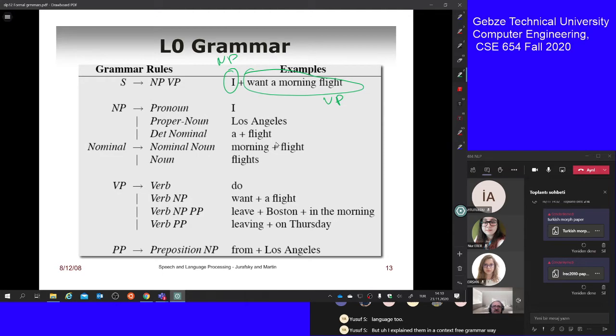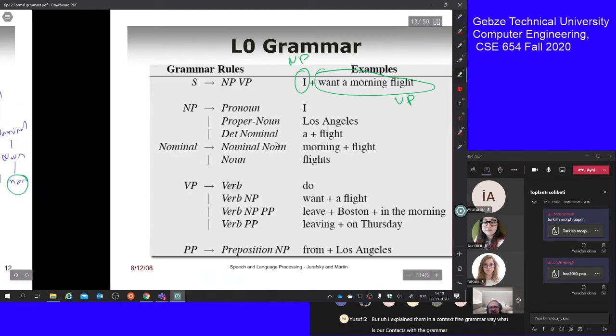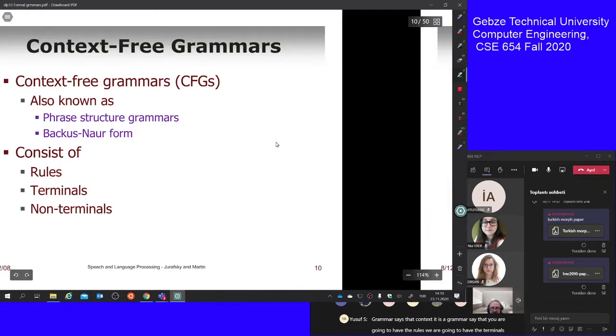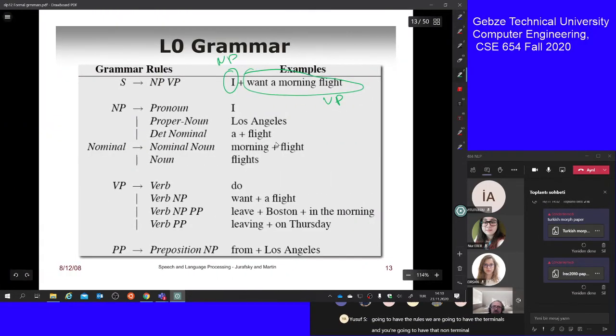What is a context-free grammar? Context-free grammar says that you are going to have the rules, you are going to have the terminals, and you are going to have the non-terminals. So how many rules do I have? 1, 2, 3, 4, 5, 6, 7, 8, 9, 10, and 11 rules, okay? And how many terminals and non-terminals do I have? These are all our non-terminals. Where are the terminals? Terminals are these words, okay? These are our words, okay?